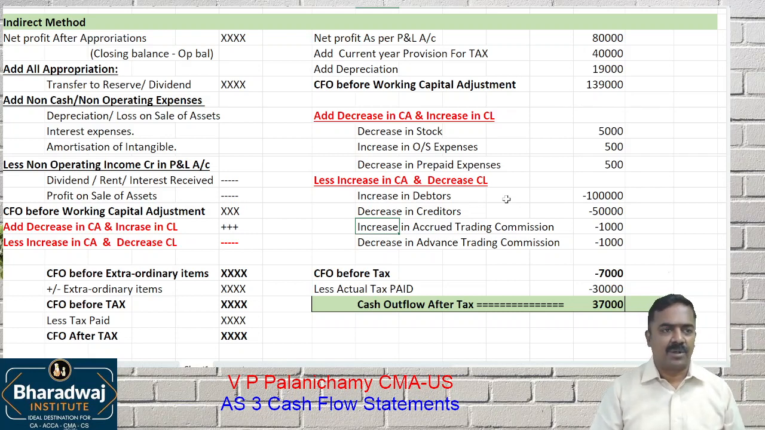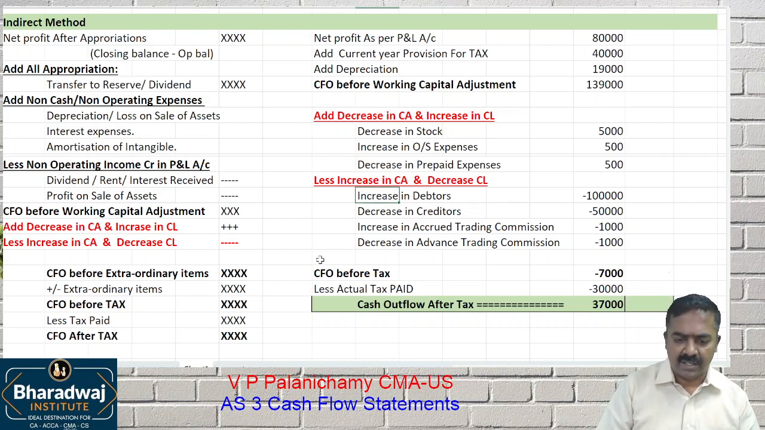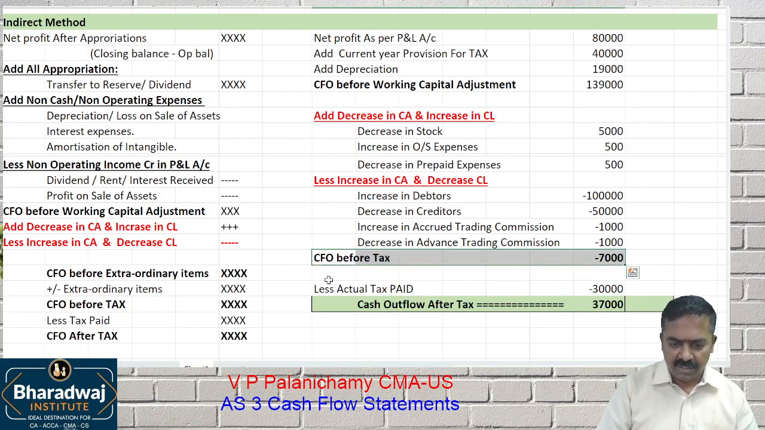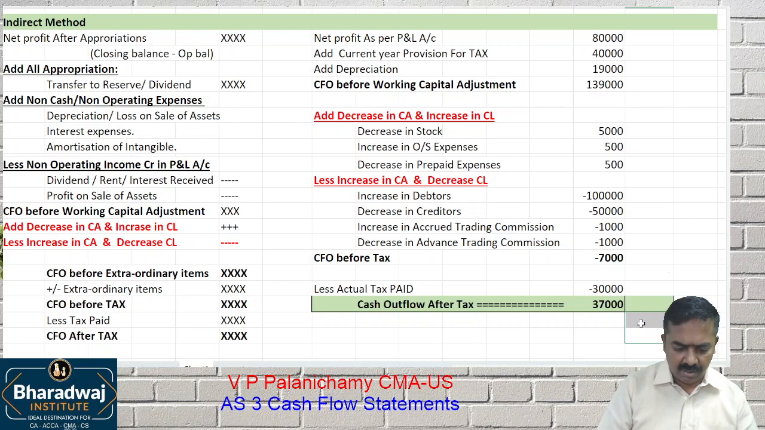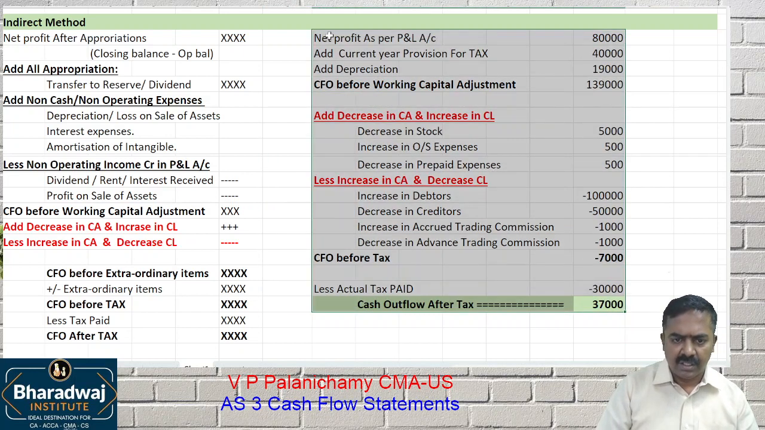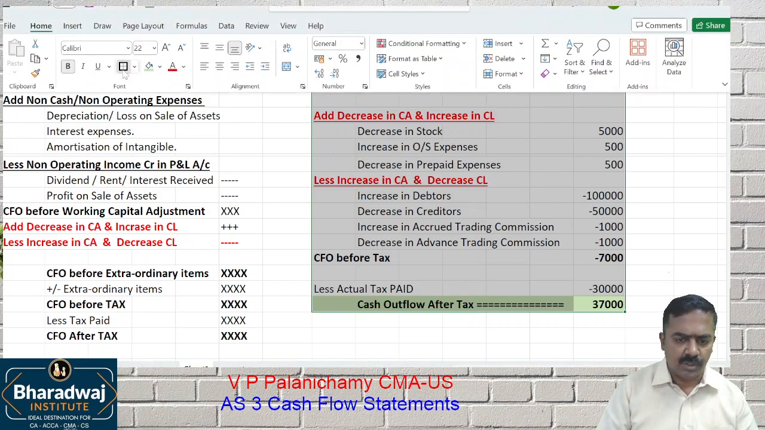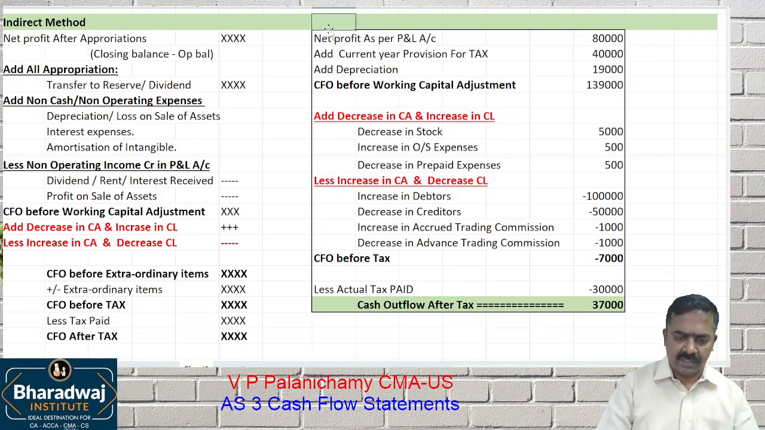When liability goes down, what is the meaning? We paid the money, so we reduce it. So we adjusted, and we get CFO before tax. How much did we get? 7,000 minus actual tax paid. We prepared an account. What is the actual tax paid? 30,000. Cash outflow after tax is how much? 37,000. This is for question number 2.